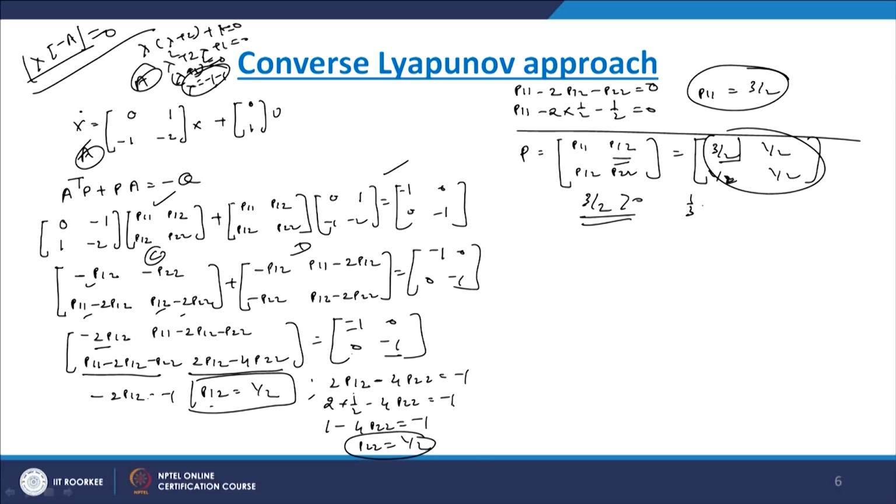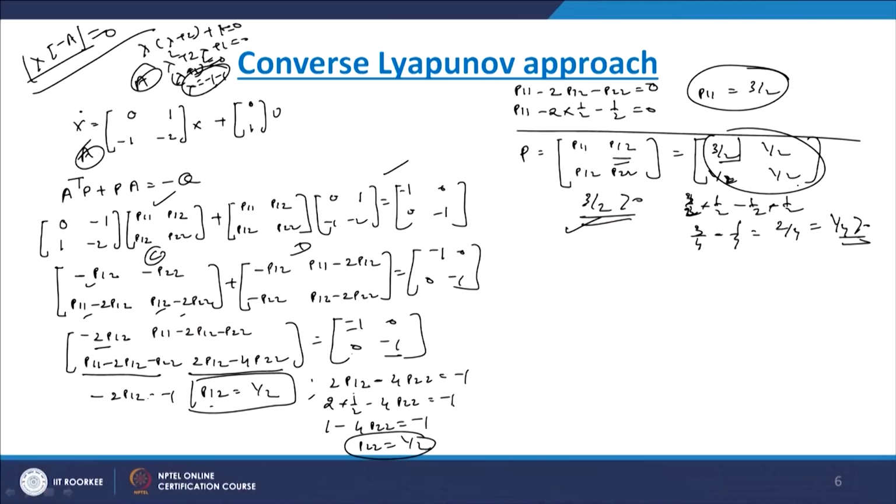So, 3 by 2 multiplied by 1 by 2 minus 1 by 2 into 1 by 2, that is what we will get here. So, we will get 3 by 4 minus 1 by 4. So, we get 2 by 4, that is equal to 1 by 2, and it is greater than 0. So, we will find that this particular matrix P is positive definite because 3 by 2 is greater than 0.